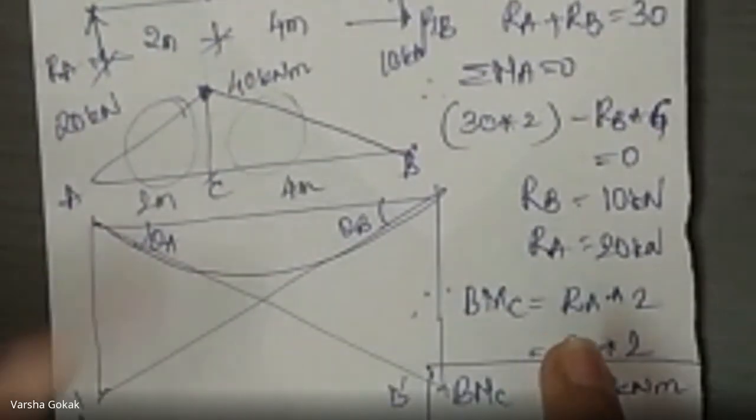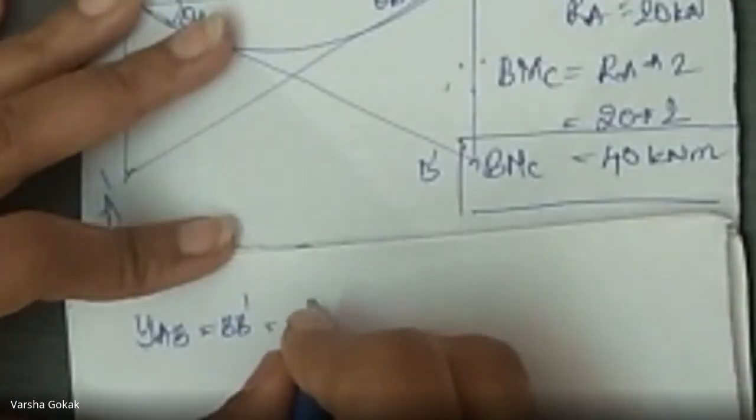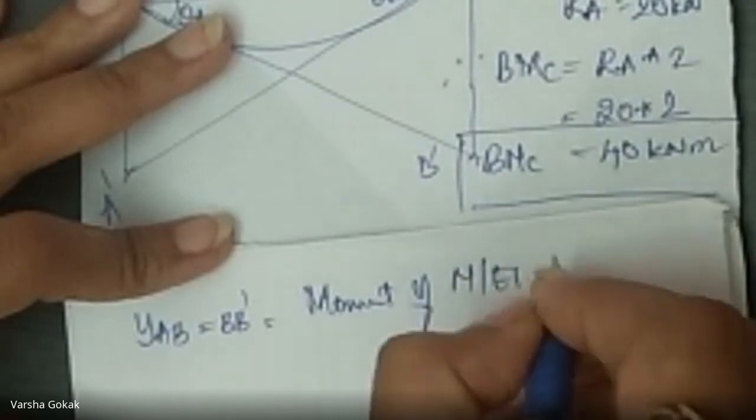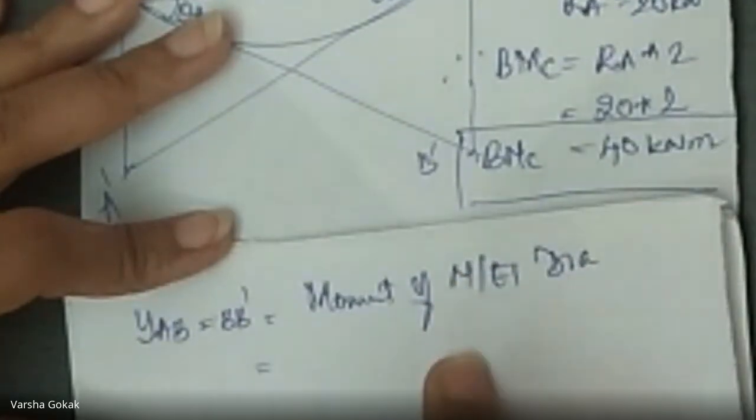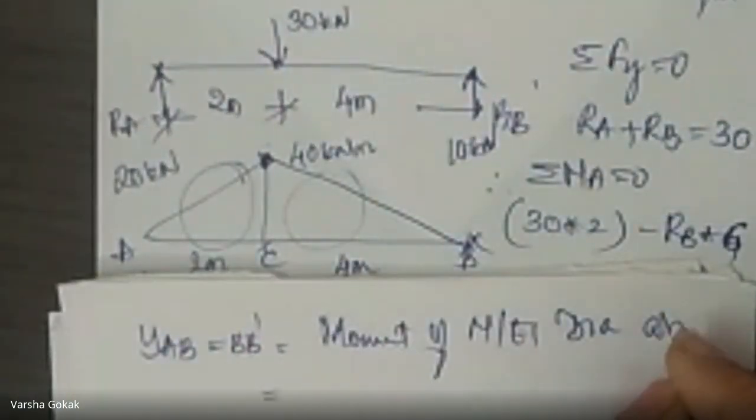B dash is nothing but the deflection. So YAB, that is B dash, is given by the moment of the M by EI diagram. This is more important. Moment of the M by EI diagram means the moment of this diagram about point B.